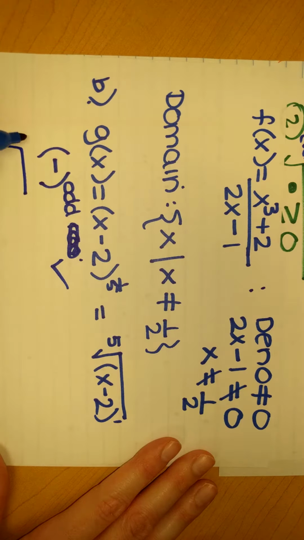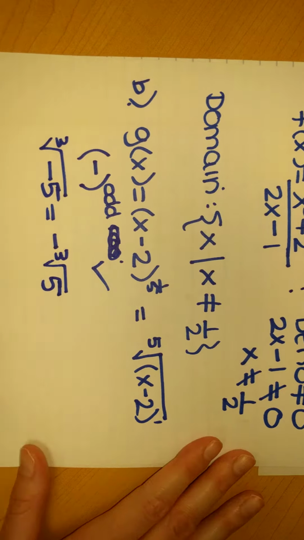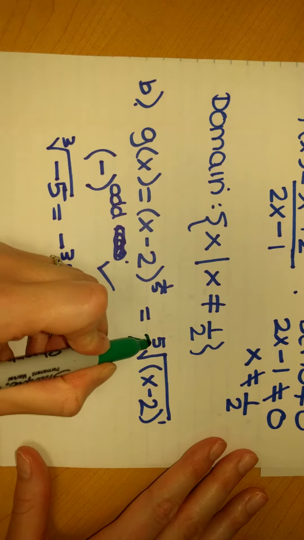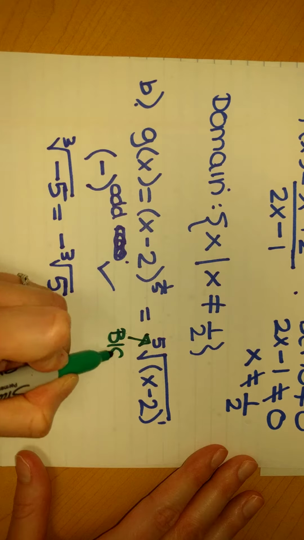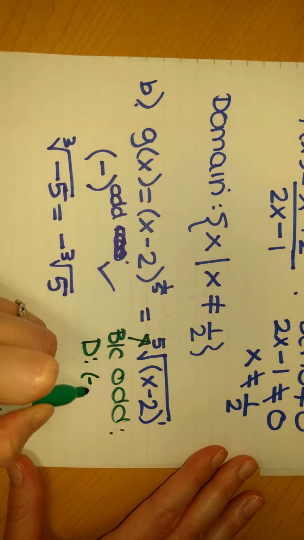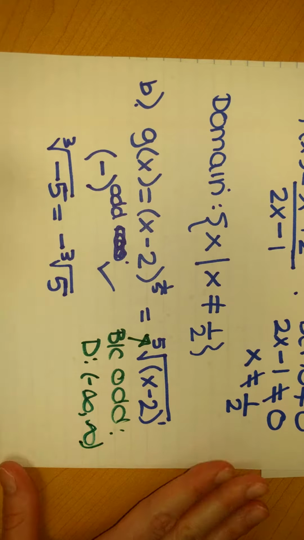So you can have, for example, the cube root of -5, and you will get negative cube root of 5. So this is perfectly fine. The fact that I have the 5th root of x minus 2 is fine. And so this, because it is odd, we would say that our domain is all reals, negative infinity to infinity.